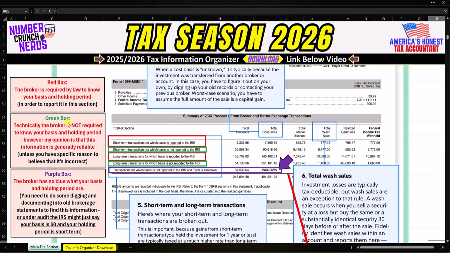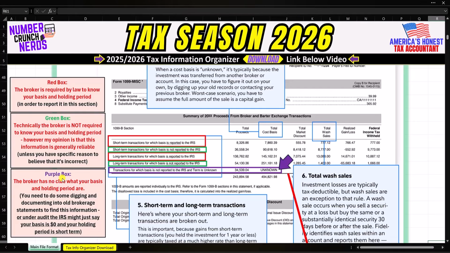Now, in the green boxes, technically the broker is not required to know your basis and holding period. However, my opinion is that this information, if it shows up on the 1099, is generally reliable, unless you have a specific reason to believe that it's incorrect. Again, these are the transactions right here where it says basis is not reported to the IRS.